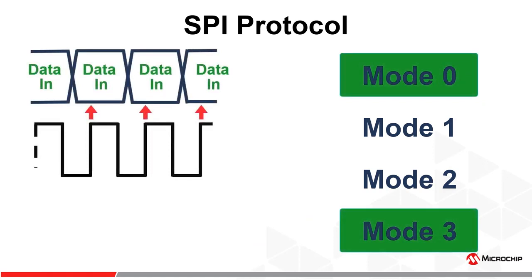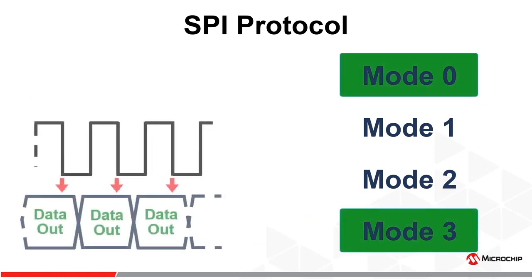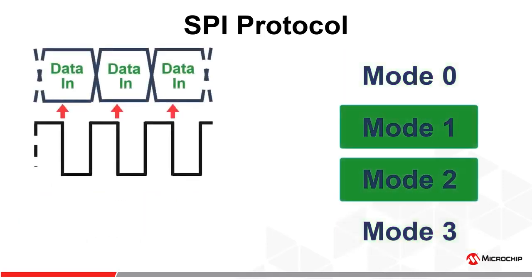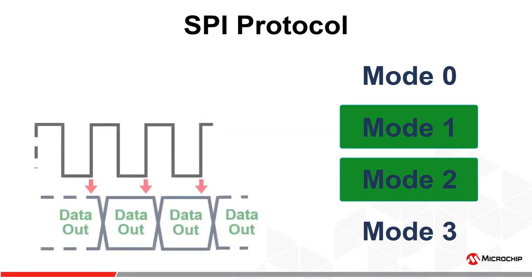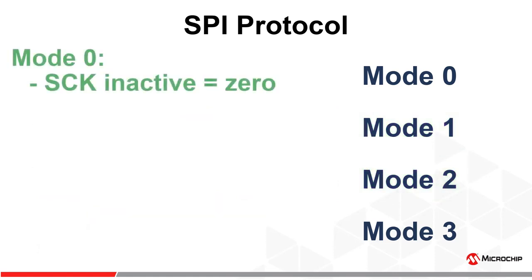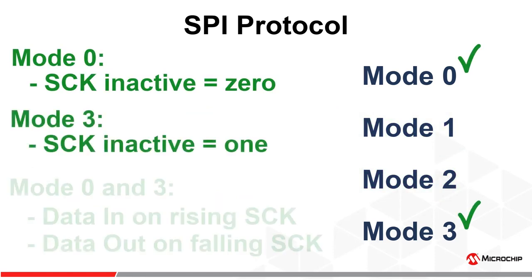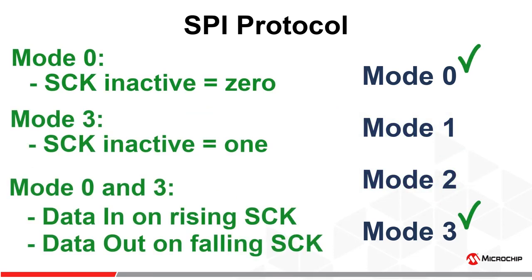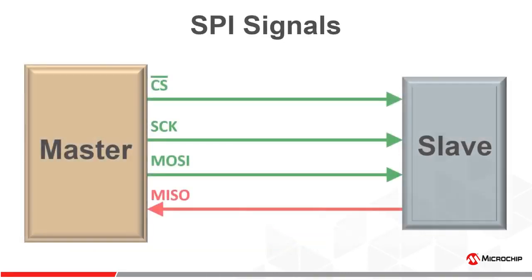Mode 0 and mode 3 sample data on the rising SCK edges and drive data out on the falling SCK edges, whereas for mode 1 and mode 2, data is sampled on the falling edges and driven out on the rising edges. But by far the most common SPI modes are mode 0 and mode 3 since most SPI devices honor these 2 modes. Now let's look at an SPI protocol transaction.